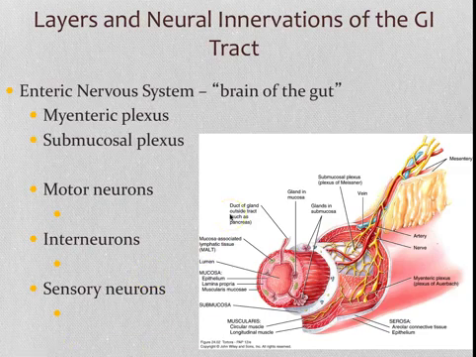And then I think the muscularis is fairly obvious. That's simply the part that's going to help contract and move food along. And then again, the submucosa, and the serosa is simply the outer layer.